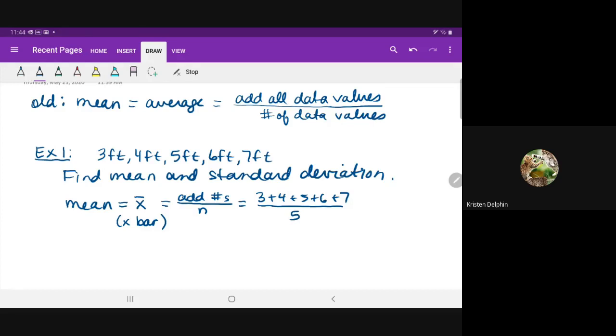Okay, and let me expand this back out so I can see. Usually when you're doing statistics, they let you use a calculator, but it's good to be able to do it with and without a calculator. So this is 7 plus 7 is 14, 20, 25. So 25 divided by 5 is 5. So the mean is 5.